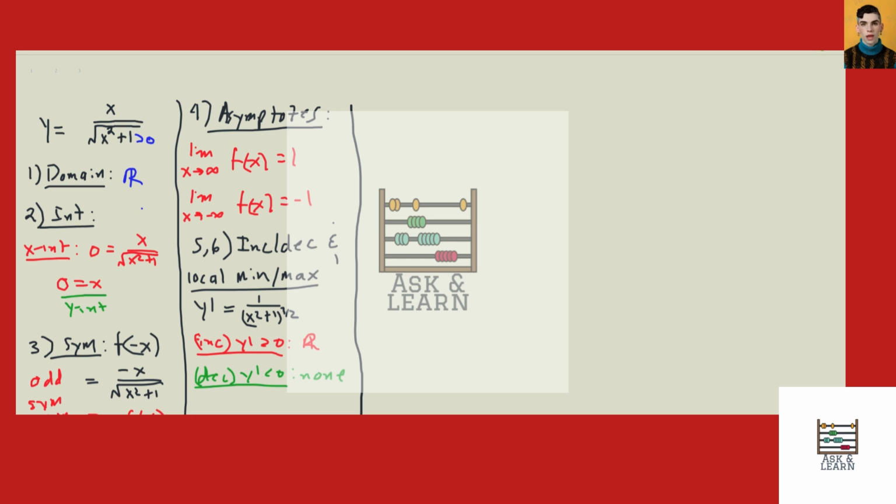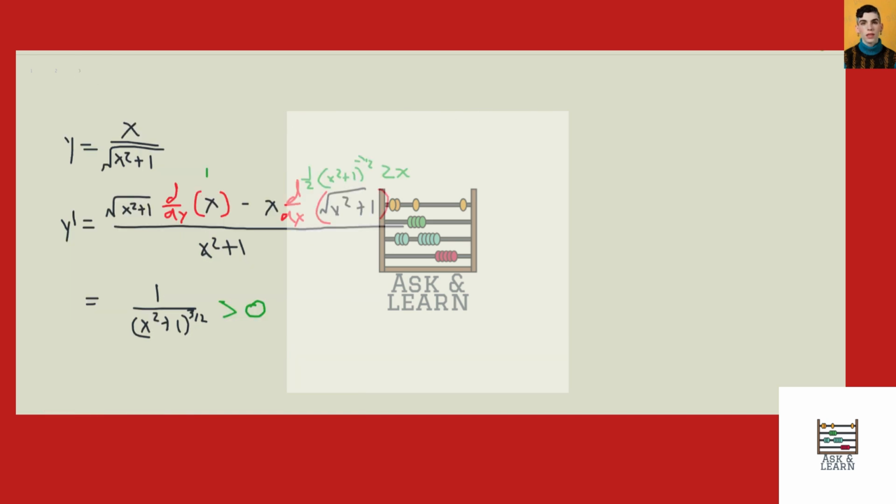All right. The next thing we want to do is to check for, not asymptotes, but concavity of the function and any inflection points we may have. So we're going to need to know what y double prime is. So let's go ahead and do that.